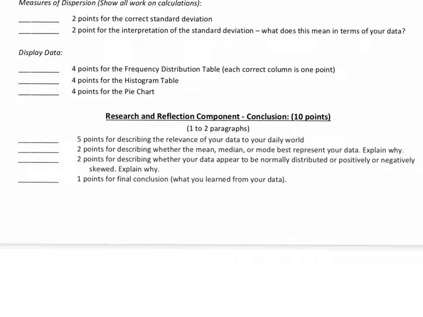Okay, so we are on the last part of the project. I'm going to be showing you how you could set up your conclusion for your project. So let me just remind everyone, I am going to take out the part that says 2 points for describing normal distribution positively and negatively, just because we didn't have time to go over that, and that's okay. But we are going to cover the other 3 components.